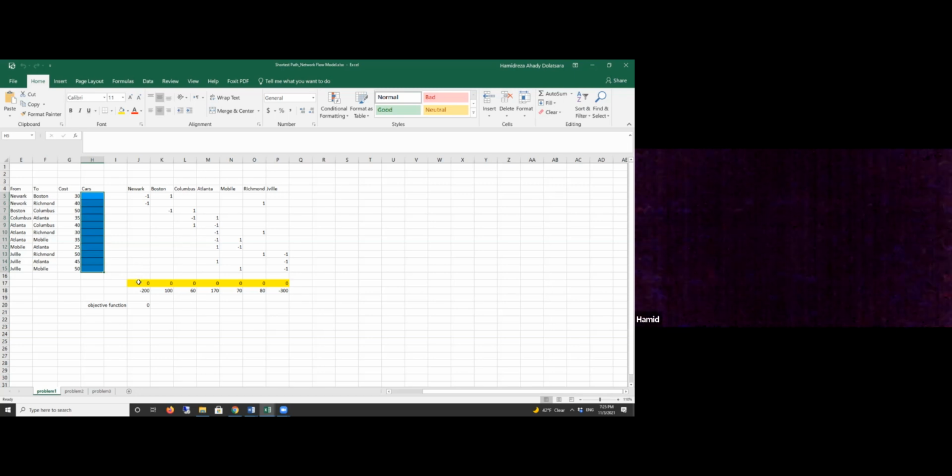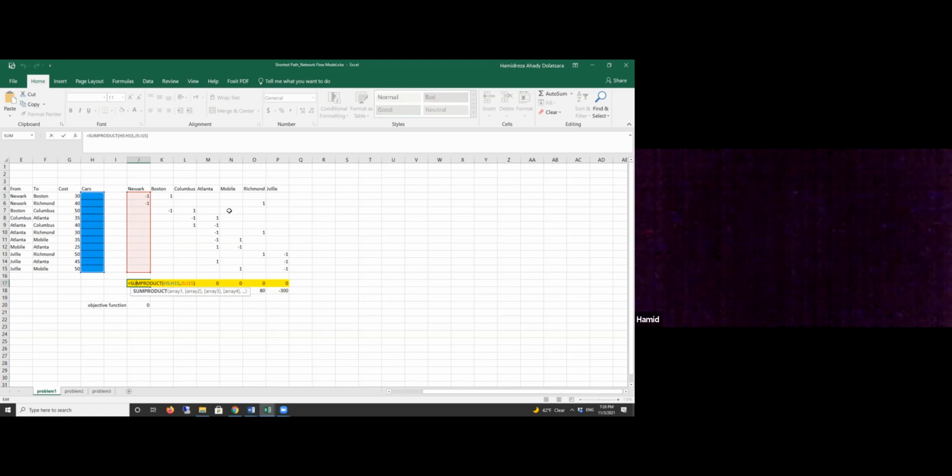Let's check the yellow ones. The yellow ones just talk about each city or point. For example, Newark appears in two links: New York to Boston, New York to Richmond. Since it's just going out, the sign is minus, meaning you're just losing. And if you look at the yellow cell, it's minus times the associated number of cars. So those -1 times the associated blue cells just mean how many you sent out.